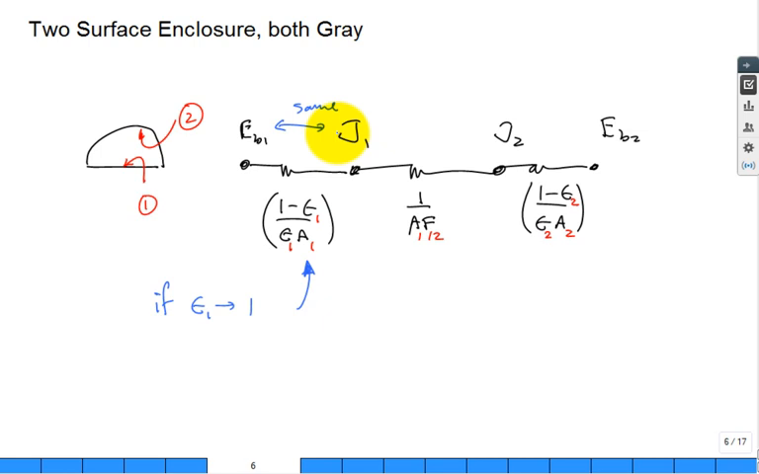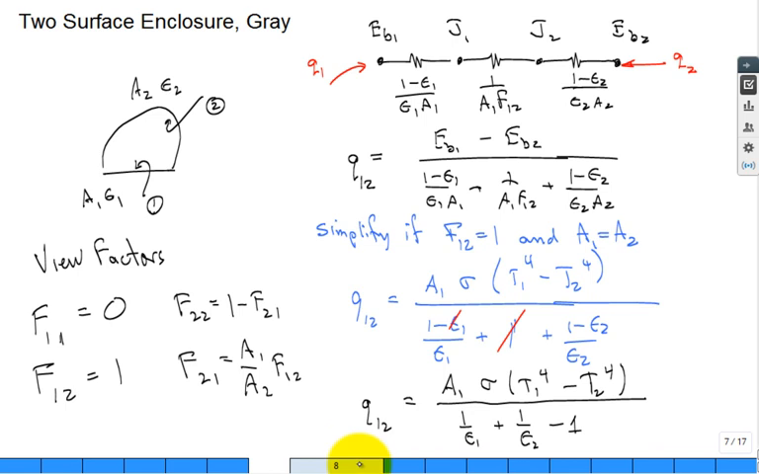You can do a 3-surface enclosure where they're gray. It just becomes tedious. I would encourage you to always just put in Q1 into the node as well as Q2 into the node, into the network. And the sum of all the Q's into the network must equal 0, so some of them are going to be positive, some negative. You can work out a simple relationship, and you'll see the equation like this in the textbook. Let me just outline it.